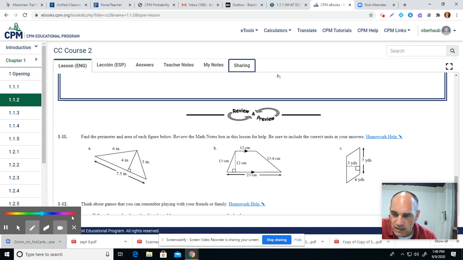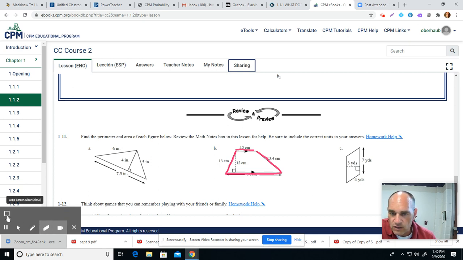So the first thing is for perimeter. Perimeter is that distance around the outside of an object. So I'm going to add up those four numbers right there. That's my perimeter. Now for area.